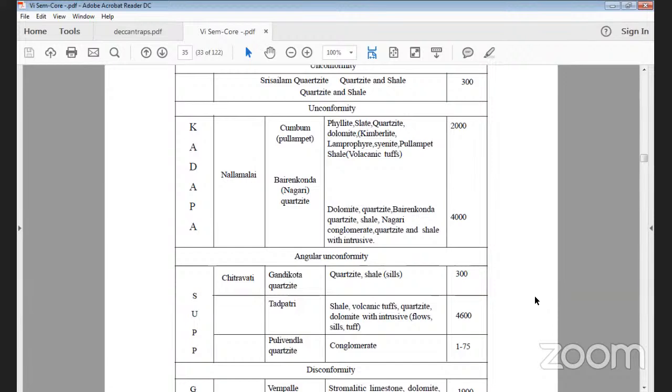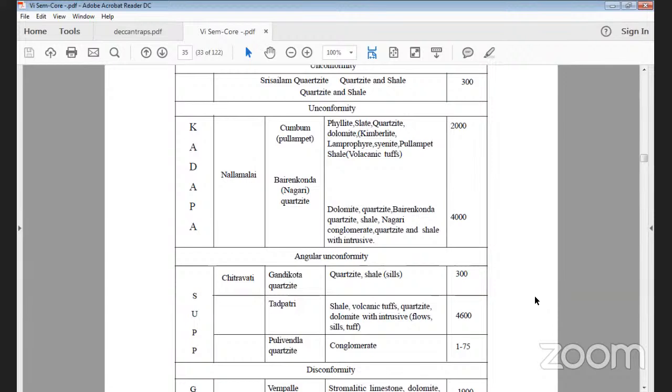If you look at the lithological formations, it has dolomite, quartzite, Byronkonda. The Byronkonda quartzite is mostly quartzite, with a little bit of portions occupied by shales and Nagari conglomerate, quartzite in the shale with small intrusions, and the thickness is around 4,000 meters.